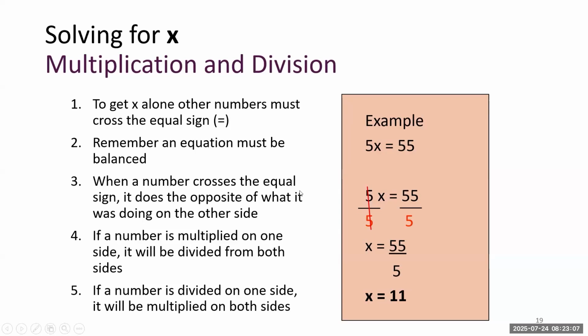So in this example, we've got 5x equals 55. If we want to get that x by itself, since we're multiplying in our starting equation, we're going to divide both sides by 5 so we can get that x and isolate it by itself. If we do that, those two 5's on the left side cancel each other out, and we're left with 55 divided by 5, which is 11.